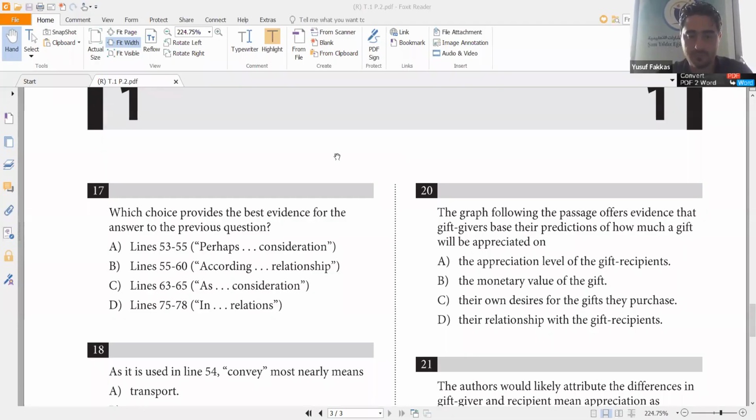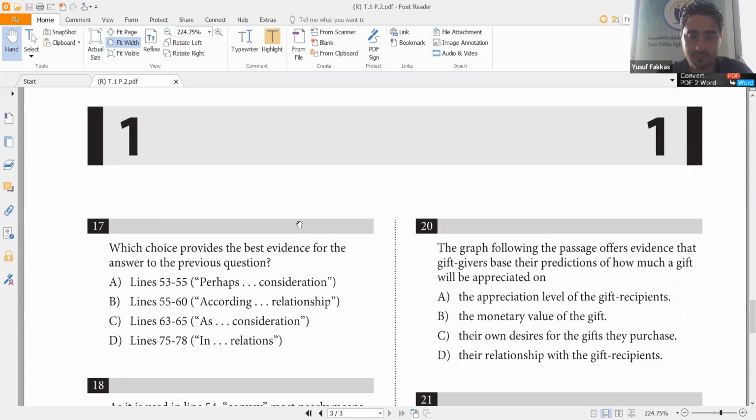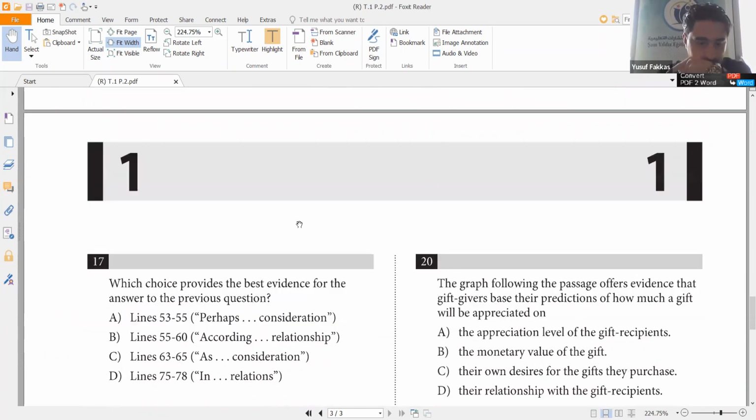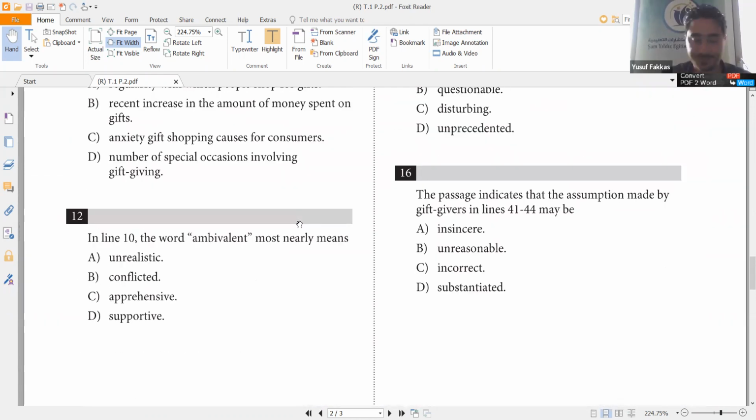Come on, guys, we're back. Where is everybody? Radwa, Naya, Muhammad, Usama.